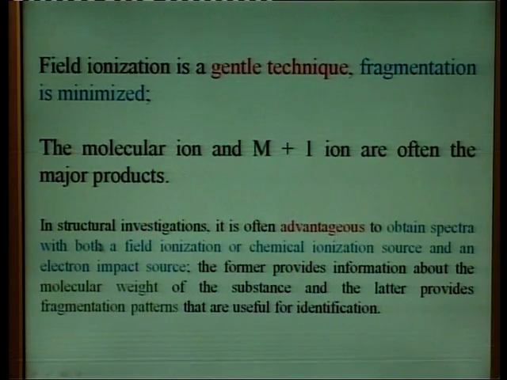So in a mass spectrometer, it is normally advantageous to obtain two mass spectra. One should be obtained from the field ionization or chemical ionization, and the second from the electron impact source, because field and chemical ionization distinctly indicate the molecular weight, whereas the electron impact source gives a particular fragmentation pattern which tells about the nature of the compound. So both spectra are important.